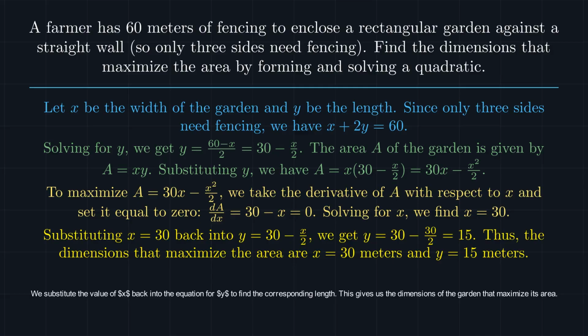We substitute the value of x back into the equation for y to find the corresponding length. This gives us the dimensions of the garden that maximize its area.